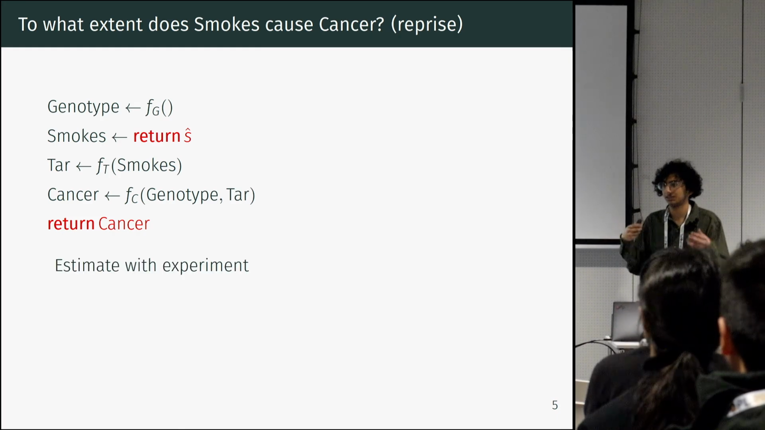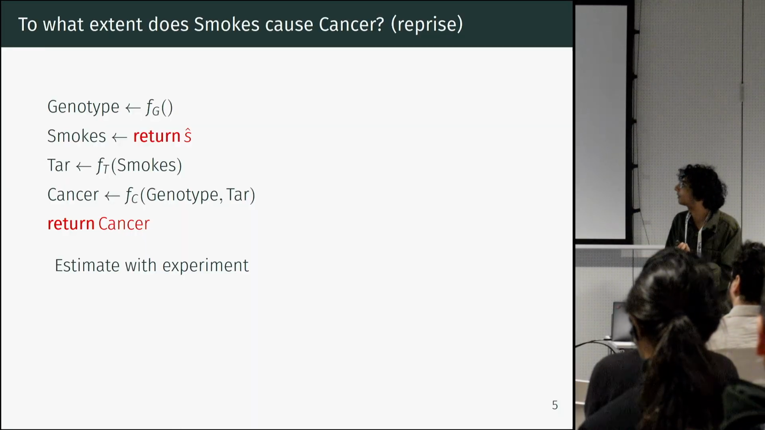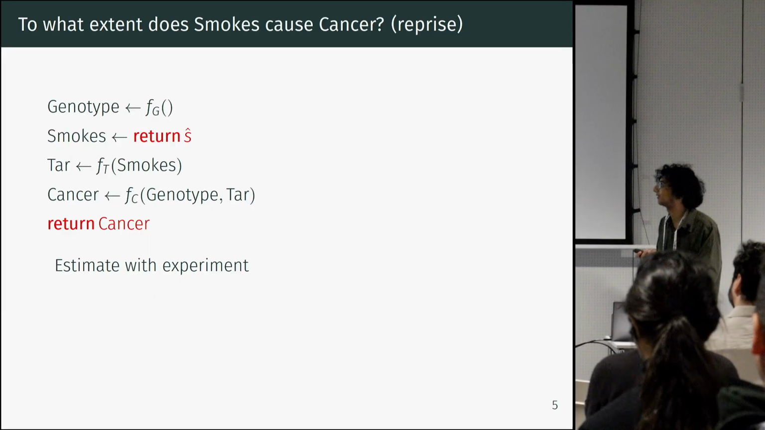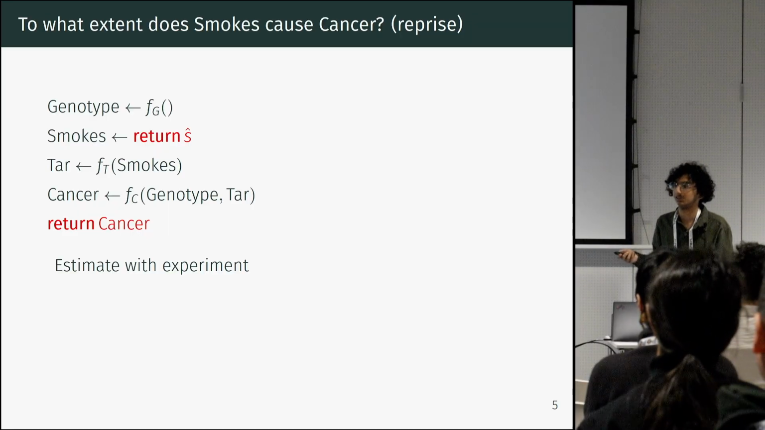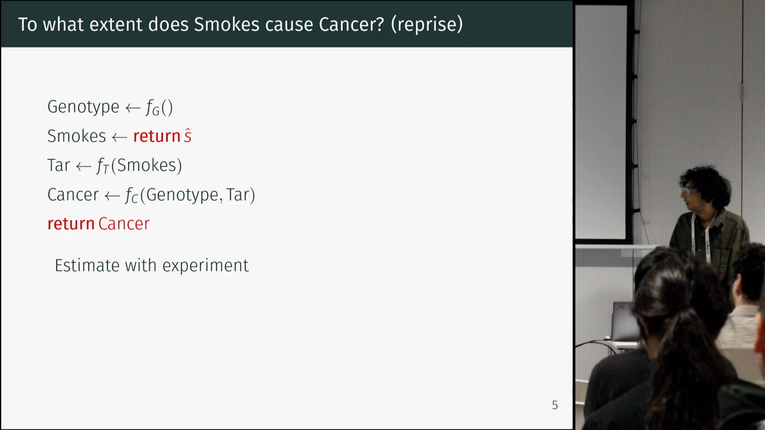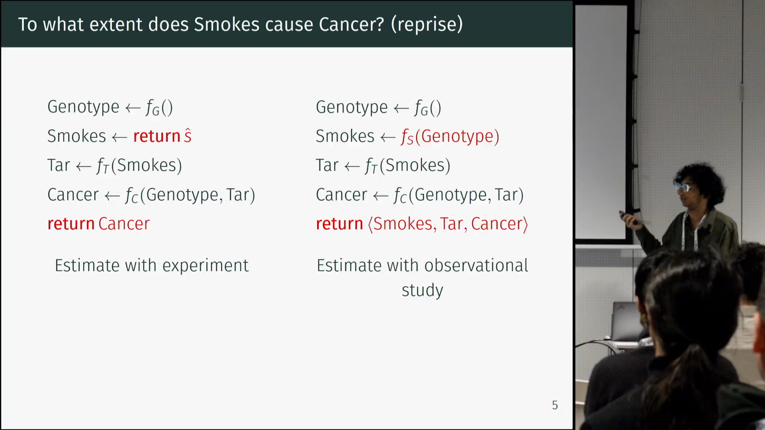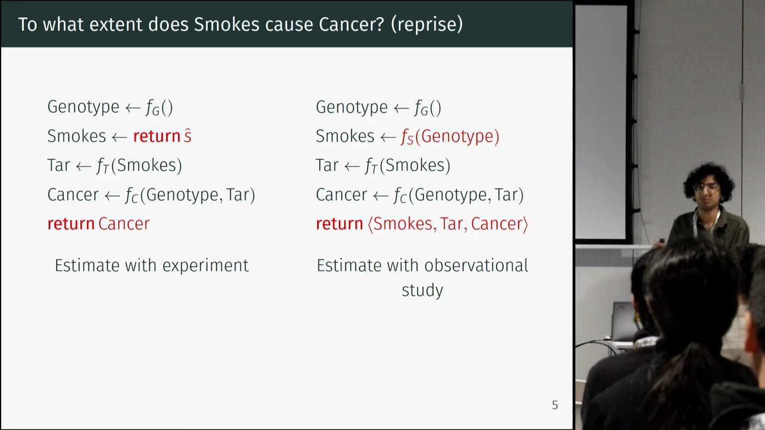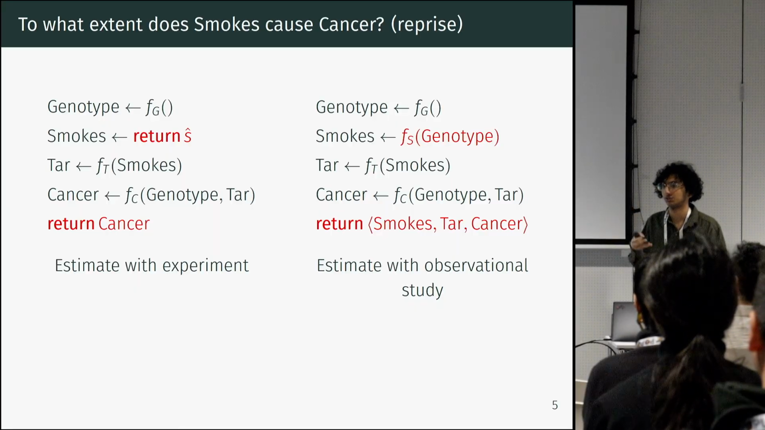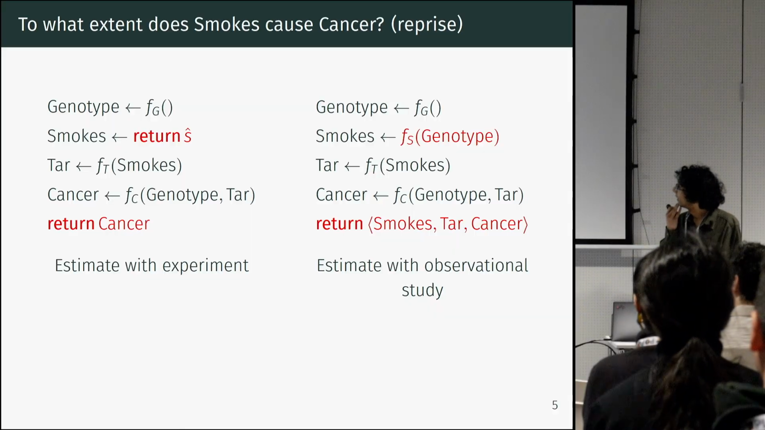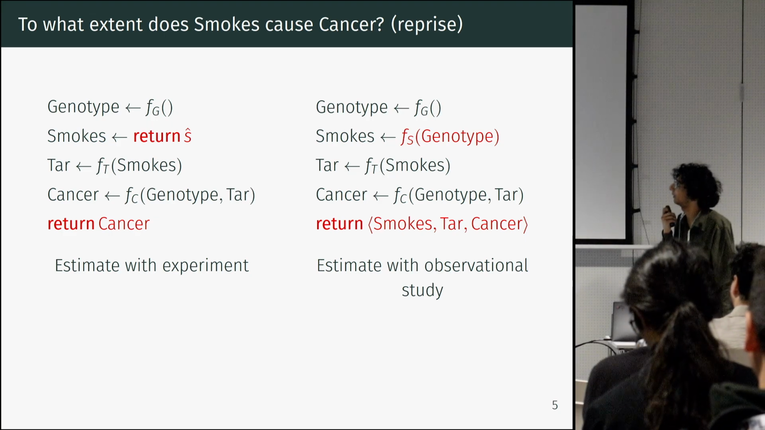And what we would do is an experiment in the traditional sense. We would give half of the people cigarettes and tell them to smoke them, and not give them to the other half, and that would correspond to this S hat. And then we would measure the impact on cancer. Now, like we said, that's unethical. Instead, what we might do is an observational study, which just looks at whether people are smoking or not. We might also look at this other variable, tar, which can help us understand the link better. And that would correspond to an estimate of this original program that we had.